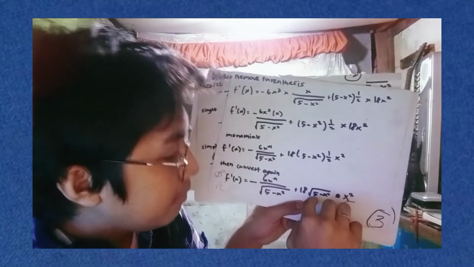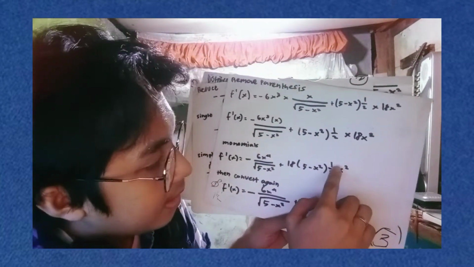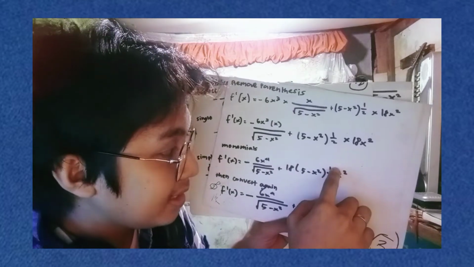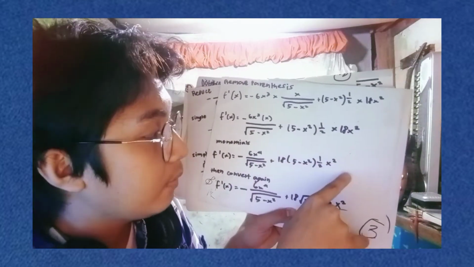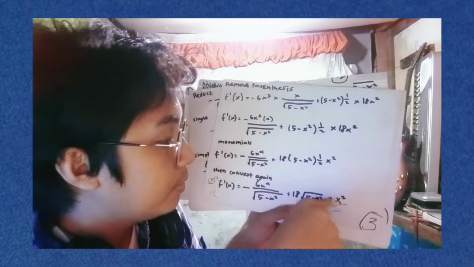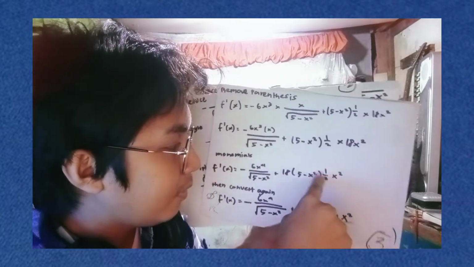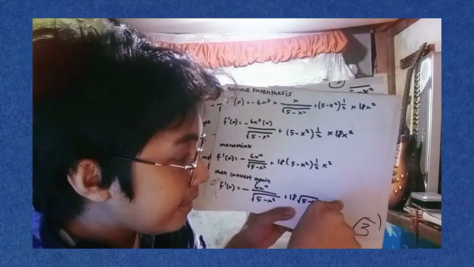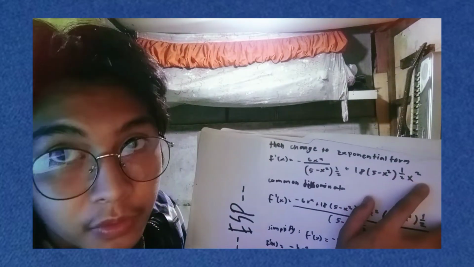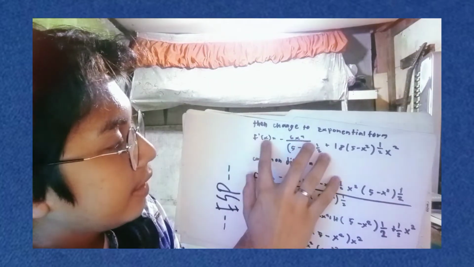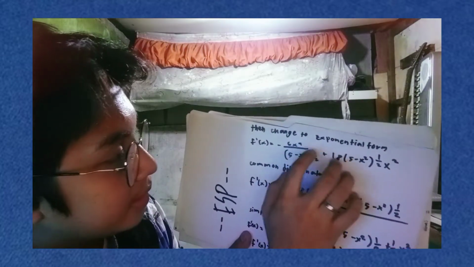Why did it become 5 minus x squared? Because the exponent is 1, then the exponent is 1 half. So the 2 is for the square root, and the 1 is the exponent of the inside value. So that's why the 1 half disappears. Then multiply by x squared, copy this. Then change to exponential form. Change to exponential form again. Then f1 of x equals negative 6x raised to the 4th.